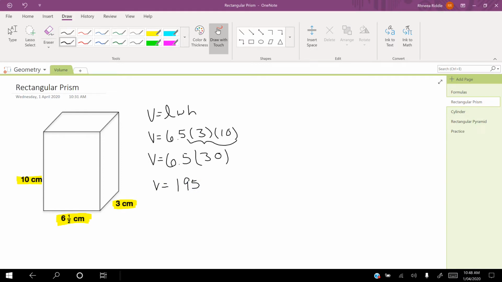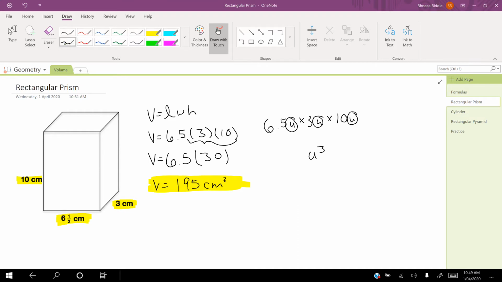Now usually when you're doing area, you're going to do units squared. But what's really important about this, when you're doing volume, is you're doing units cubed. The way I like to think about it is I'm doing 6.5 units times 3 units times 10 units. And you have to remember to include how many units there are. So there are 3, so it'd be units cubed, if that makes sense. Otherwise, just remember, when you're talking about volume, you're doing units cubed. So the volume of this rectangular prism here is 195 centimeters cubed.